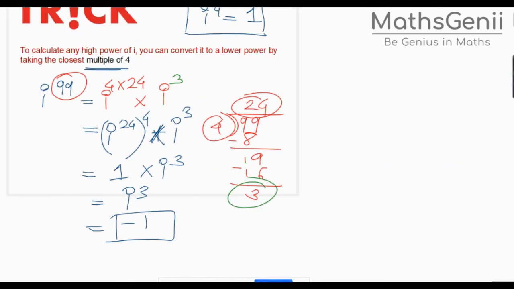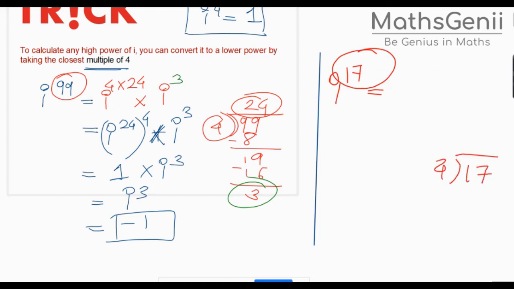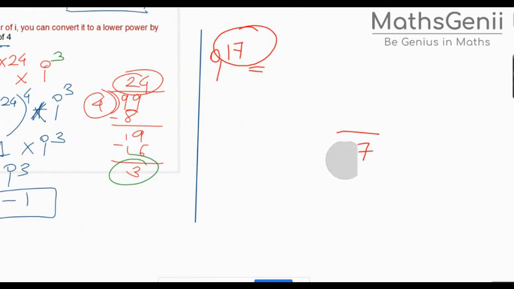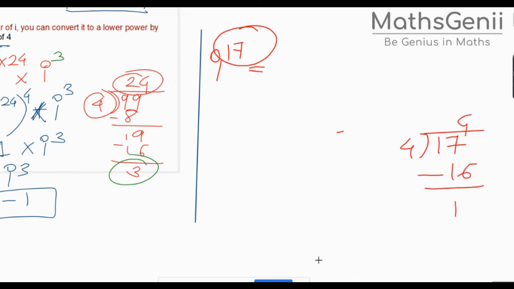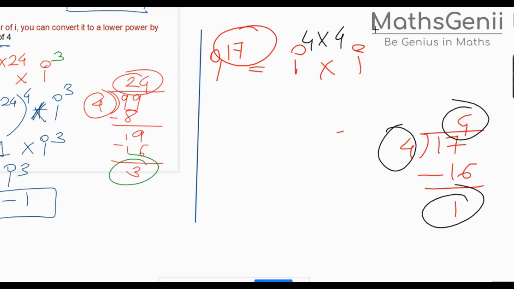Let's find the value of i^17. Okay? Same trick I'm going to use. For finding i^17, let's divide 17 by 4. 4 fours are 16. Remainder 1. Now what I have taught you is write i into i, 4 into 4, 4 into 4, and remainder is 1.